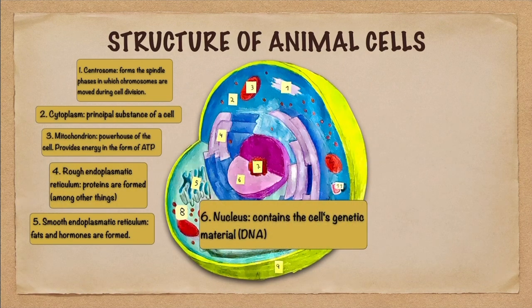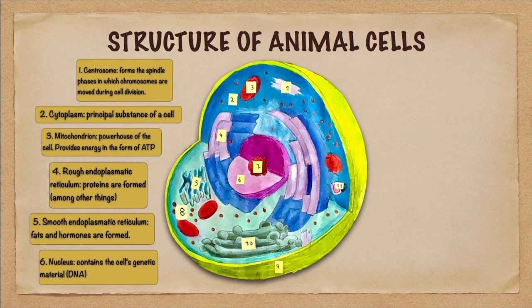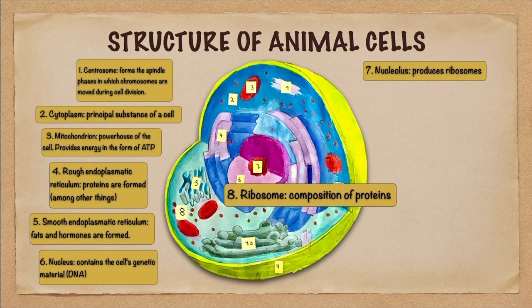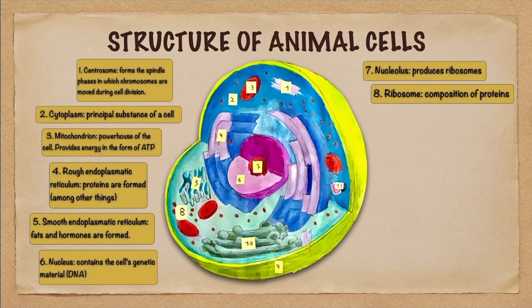Now we have the nucleus. It contains the cell's genetic material, and that's the famous DNA. It also produces ribosomes. And we come to the ribosome. The ribosome has the responsibility of the composition of proteins. Here, that's the place of the protein biosynthesis, which we will also learn later.